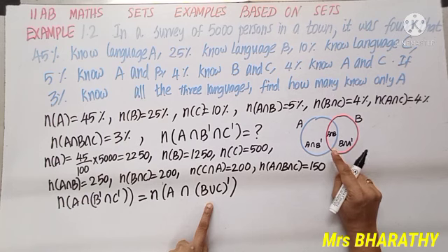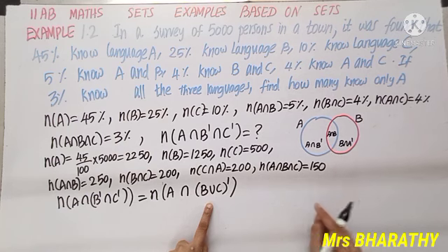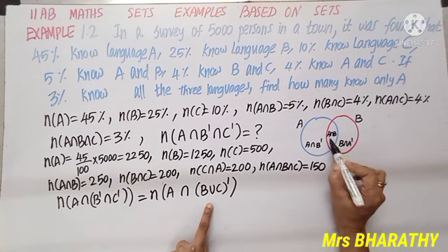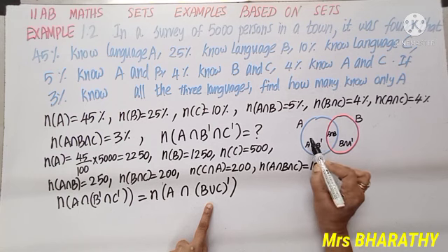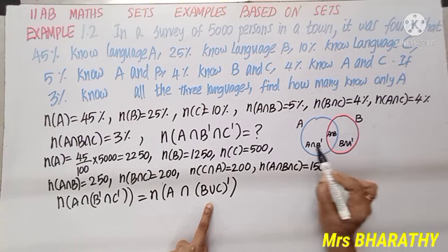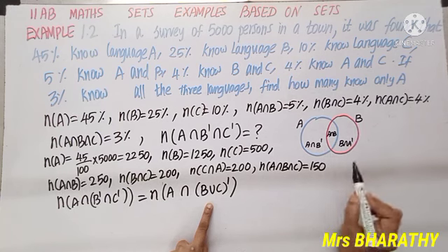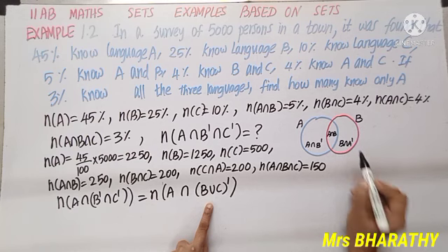Look at this Venn diagram to remember easily. A set, B set. This is A intersection B. And what about this part? In A but not in B. So A intersection B dash. What about this part? In B but not in A. So B intersection A dash.